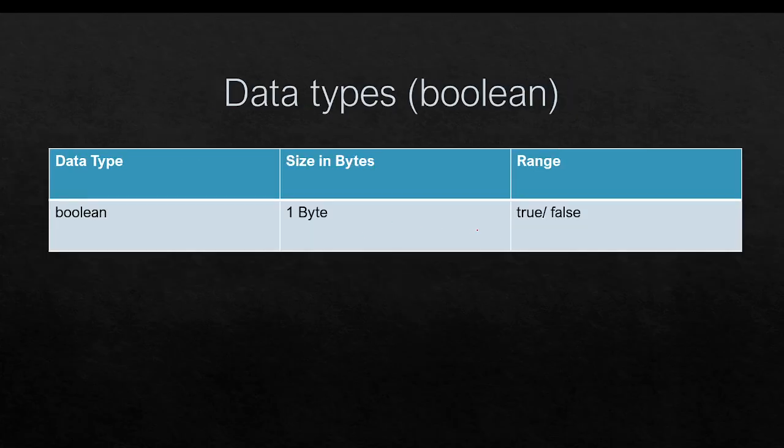Boolean data types only store two values, true or false. Its size doesn't matter, but we can say that it can use one byte to store. And the keyword for Boolean data type is boolean.